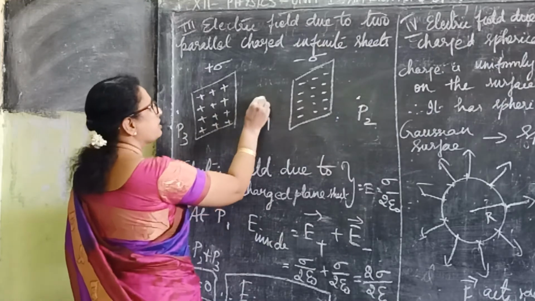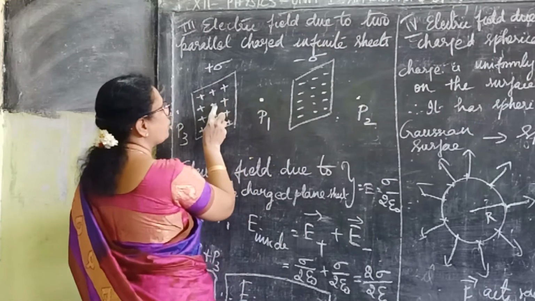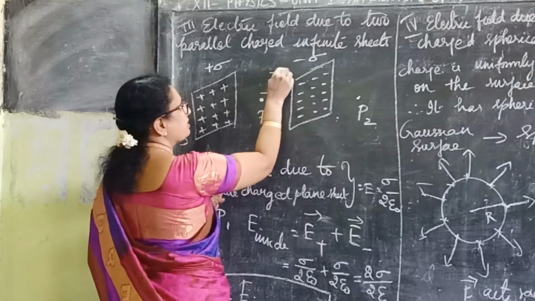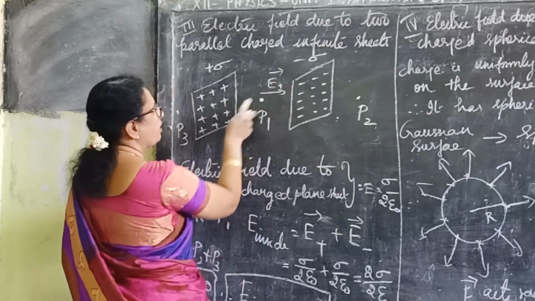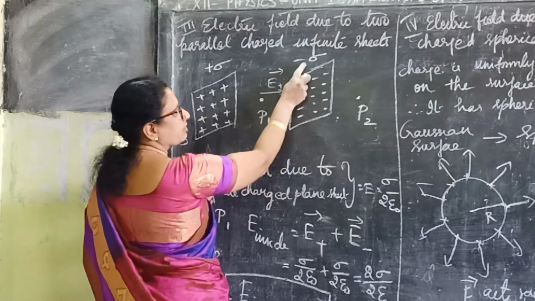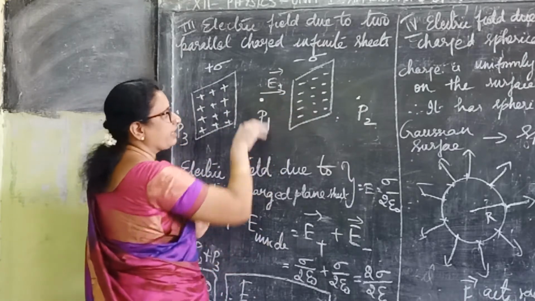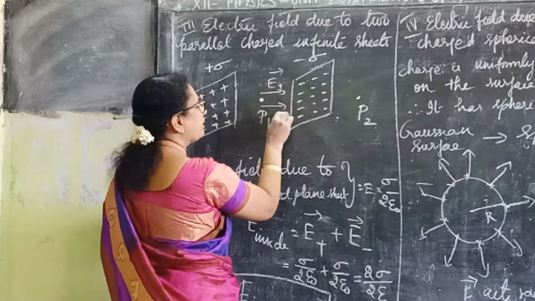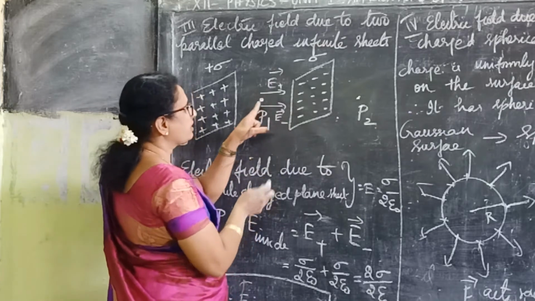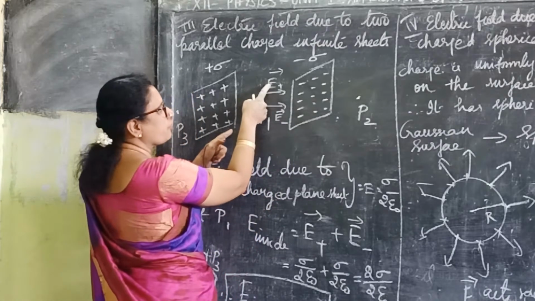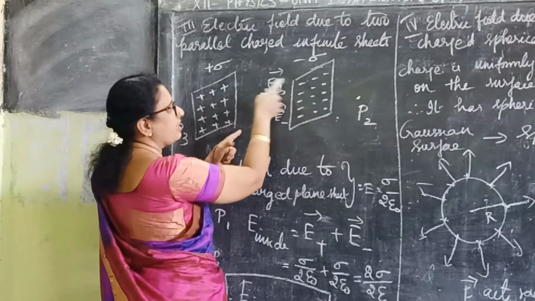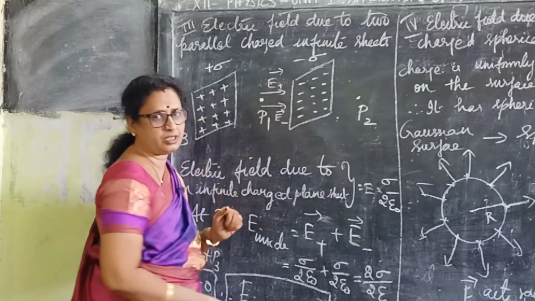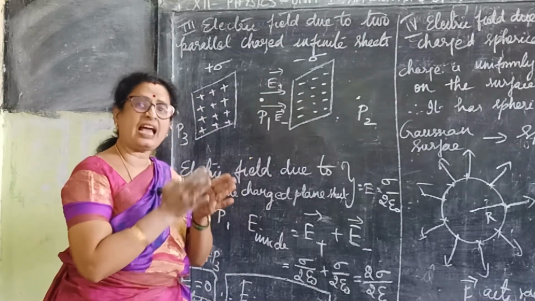So here at this point P1, the electric field due to the positive charge will be acting outwards like this. This is E plus, the direction of E plus. And now the electric field due to the negatively charged plate will be acting inwards, towards the negative charge, like this, E minus. So in this case, if you just see, the direction of E plus and E minus are in the same direction. Both E plus and E minus act in the same direction. So the net electric field will add up.